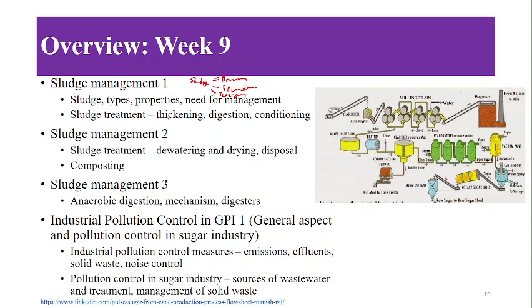And for the sludge treatment, we saw firstly the thickening, to remove as much water as possible, then digestion, then conditioning, then dewatering and drying, followed by the disposal. One more aspect, composting of the sludge, was discussed as well. In the sludge management, we looked at the anaerobic digestion, its mechanism, and the different digesters that are used.